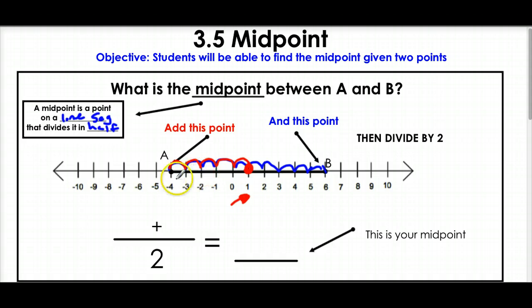Another way we can do it is to add the distance from A to B. So if A is at -4 and B is at 6, I add -4 plus 6, and that gives me 2. And I'll just divide that in half like we just did. And 2 divided by 2 equals 1. Oh my gosh, it's like magic. It's the same thing. Okay, so I guess this works. When you add the 2 points and divide by 2, that tells you the midpoint.